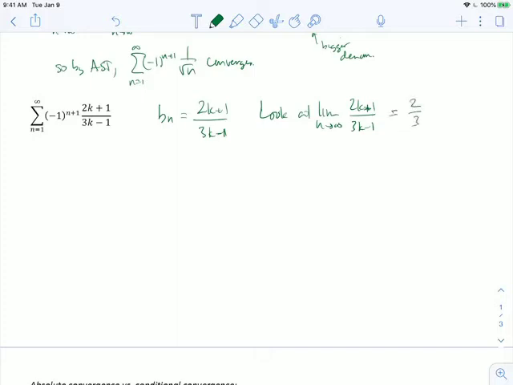Now, one thing I can say about 2/3 is 2/3 is definitely not 0. And so the assumption of the alternating series test doesn't apply. So we can't draw any conclusion from the alternating series test. But what we can do is go back and think about the nth term divergence test. That said that if the limit of the general term was not equal to 0, then the series diverges.